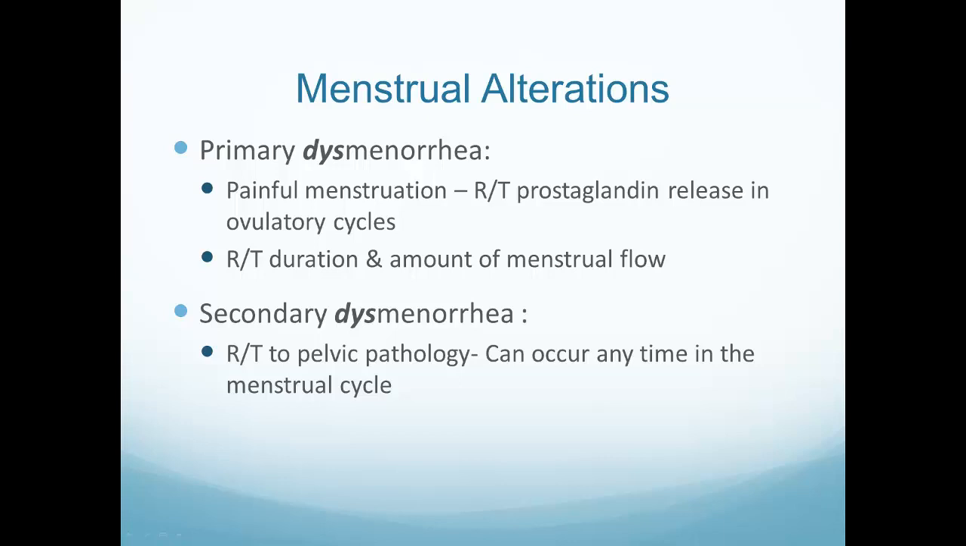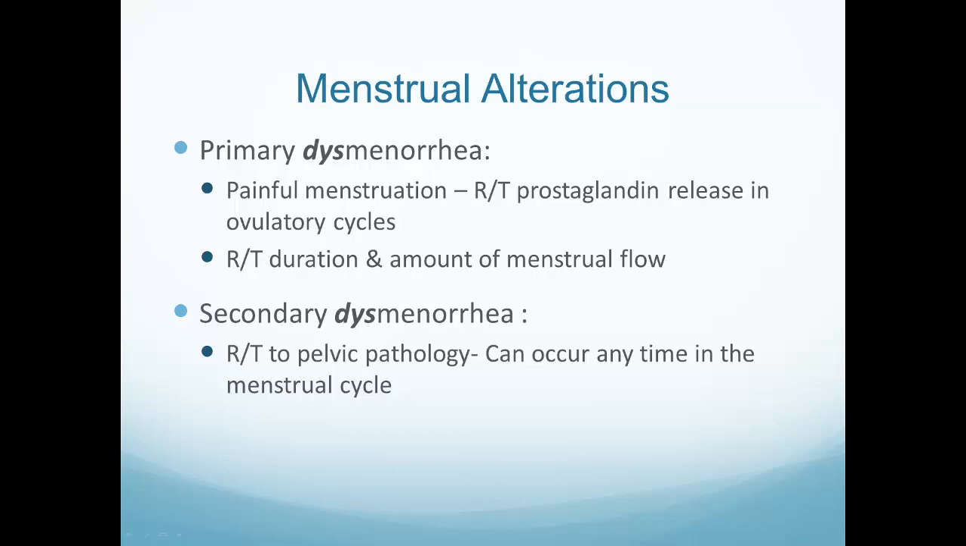Okay, well, if you answered nonsteroidal anti-inflammatories, you'd be absolutely correct. So nonsteroidal anti-inflammatories will regulate prostaglandin release and therefore help to control some of the discomfort and symptoms that we see with primary dysmenorrhea. Secondary dysmenorrhea occurs when we have some other kind of pelvic pathology going on.